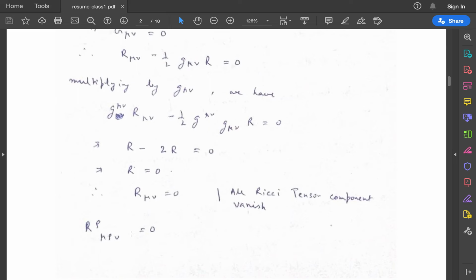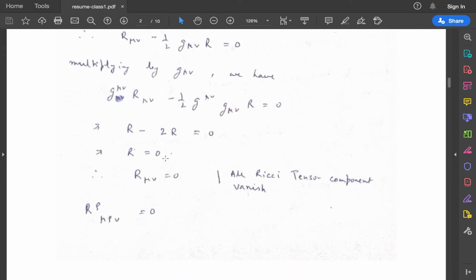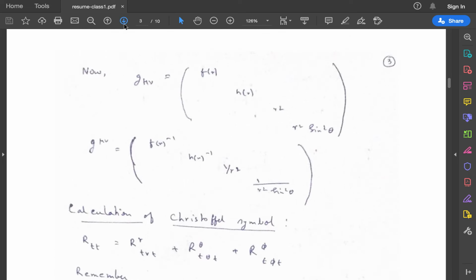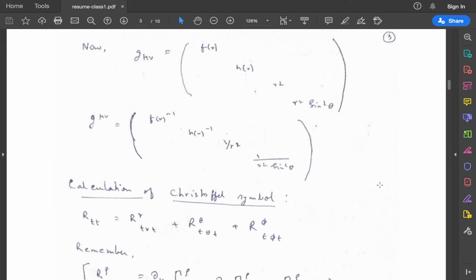Okay, so we can write this in another form, which we know: R^rho_{mu rho nu} equals 0. Let us see what happens. Now also we have g_mu nu in this diagonal form, and because it is diagonal, the inverse metric is given by the inverse of these metric components. Okay, and we have all the things we need.